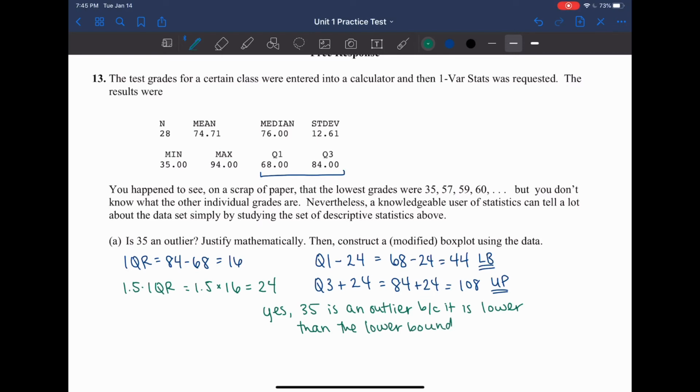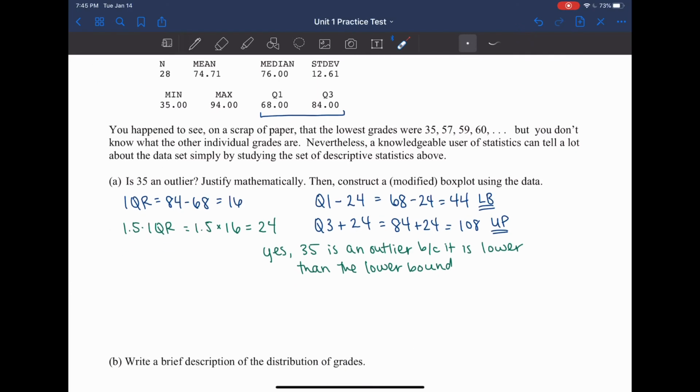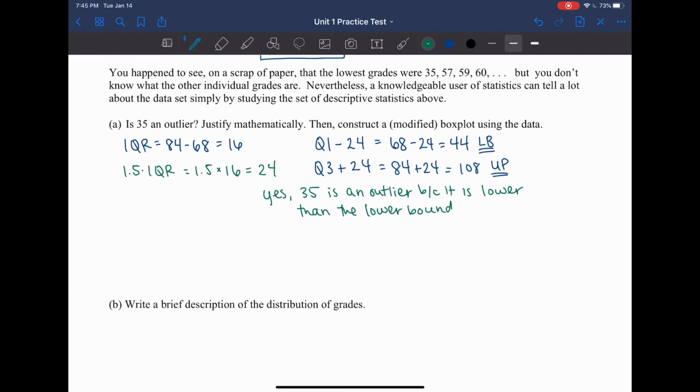Okay, looking at our upper bound, just for good practice, our upper bound is 108, and we know our maximum is 94, so we know that we don't have any outliers on the upper end. All right, so now we're going to construct a modified box plot.